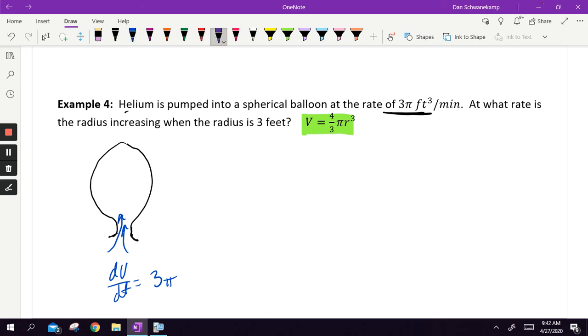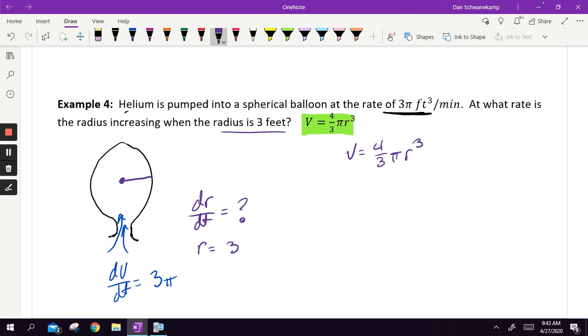At what rate is the radius increasing? So I want to know at what rate dr/dt, the change in radius over time, when the radius is 3 feet. That's what I know. So I want an equation that relates volume and radius of a sphere. They gave it to me. Volume equals 4/3 pi r cubed. Is volume changing? Yes. Is the radius changing? Yes, the balloon is expanding. Pi doesn't change, it's constant. All right, so everything is changing, so we don't have to plug in any constants first.